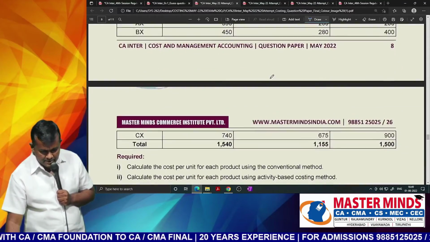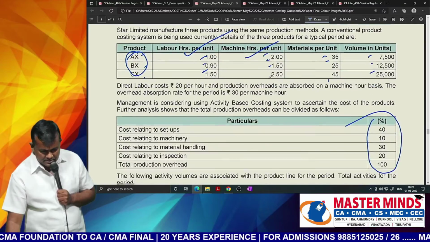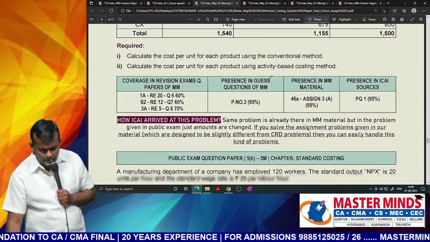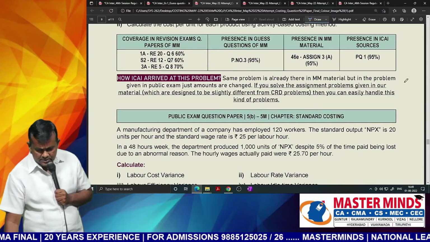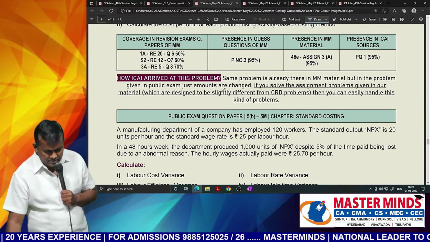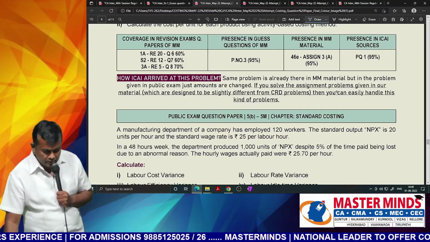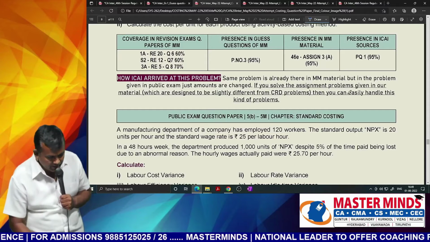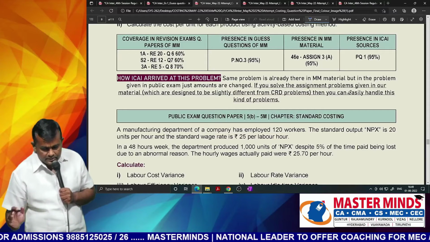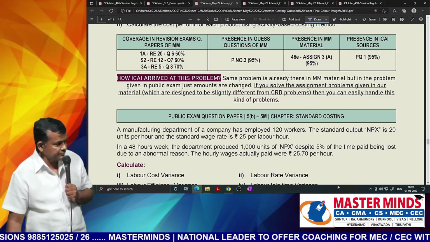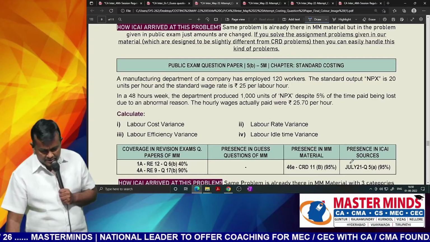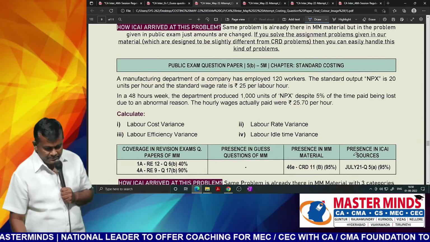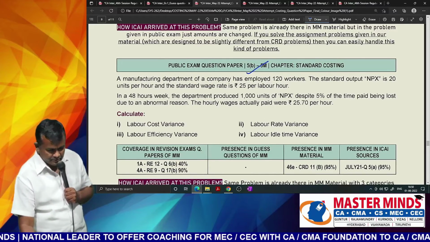So this is the activity based costing, sir. The same problem is already there in our material, but in the public exam just the amounts are changed. If you solve the assignment problems given in our material, then you can easily handle this kind of problem. Assignment problems are also very, very important, sir. Next, 5B. So, favorite chapter.